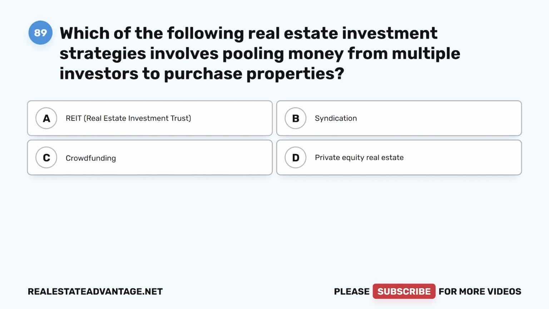Question 89. Which of the following real estate investment strategies involves pooling money from multiple investors to purchase properties? A. REIT, Real Estate Investment Trust. B. Syndication. C. Crowdfunding. D. Private equity real estate. The correct answer is B.